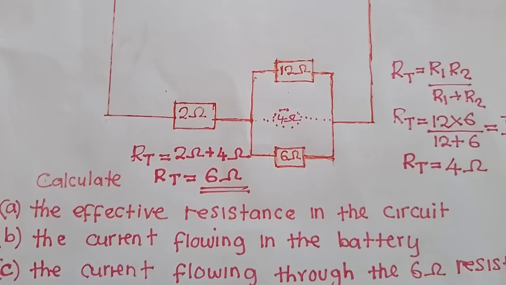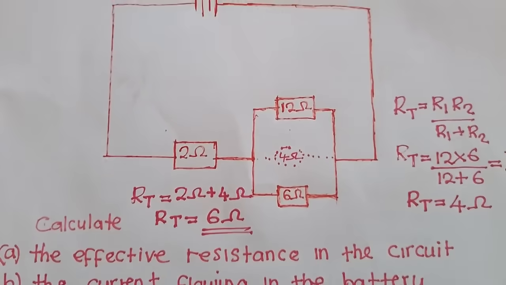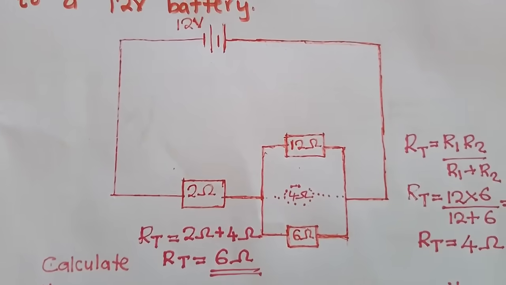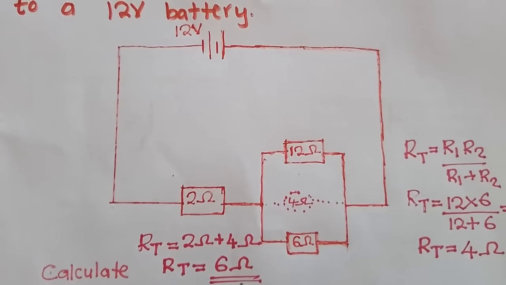So in the next question, what are we told? The question is saying, calculate the current flowing in the battery. We want to calculate the current which is flowing in the battery. That is question B. So that we understand properly, I'll be writing here. We want to find the current that is flowing in the battery.